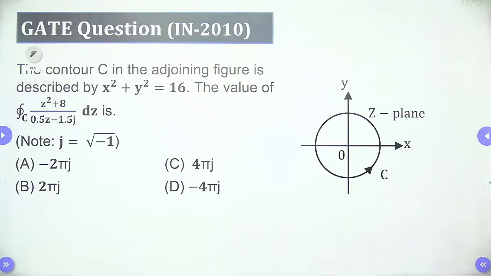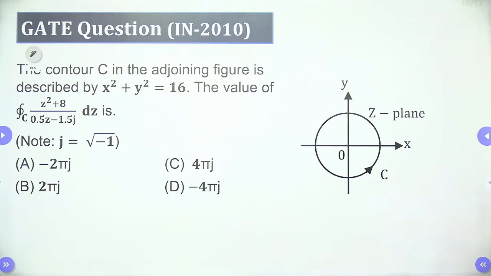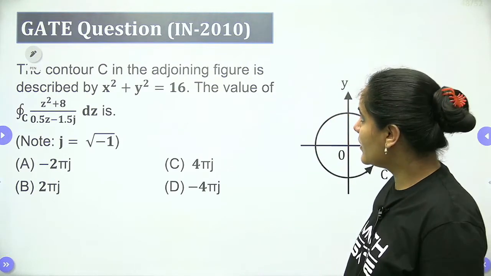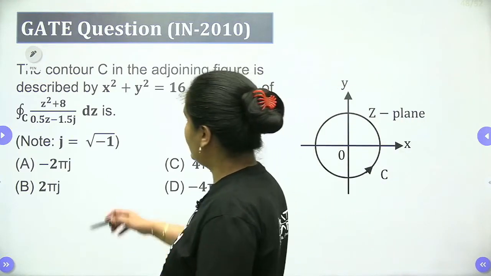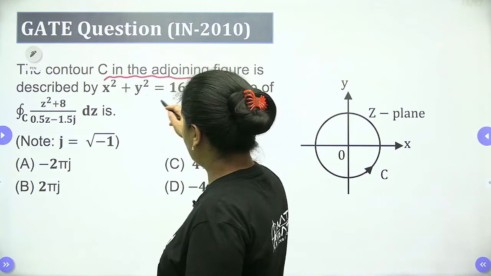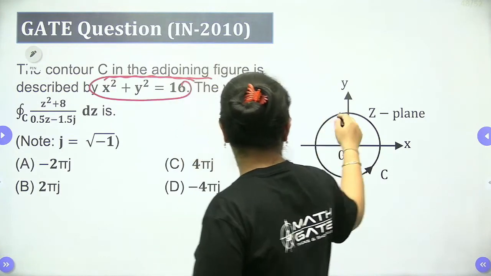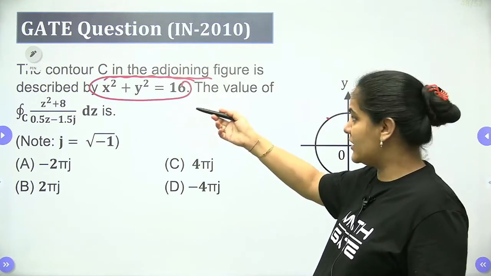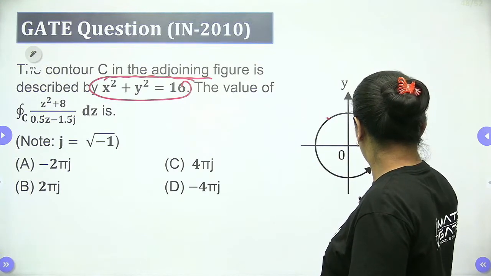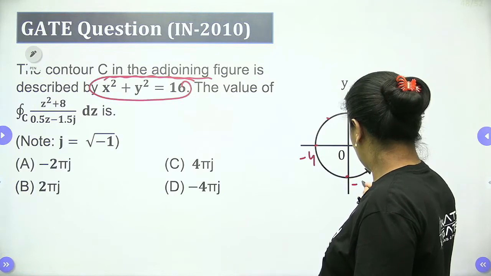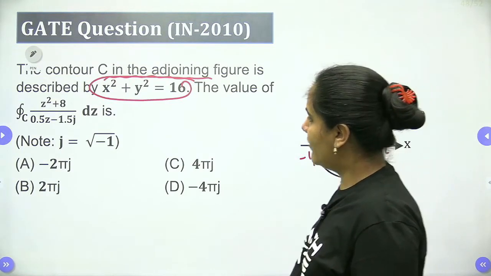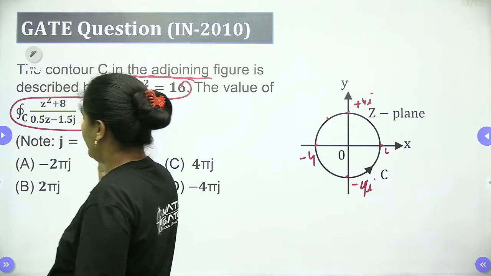Okay. So let's have a discussion on one last question. This will definitely be a good question on complex integration. This question was asked in 2010. The question is: the contour C in the adjoining figure is described by a circle whose radius is 4 and center is 0, 0. It passes through 4, minus 4 iota, and plus 4 iota. So we have to find the value of this quantity.